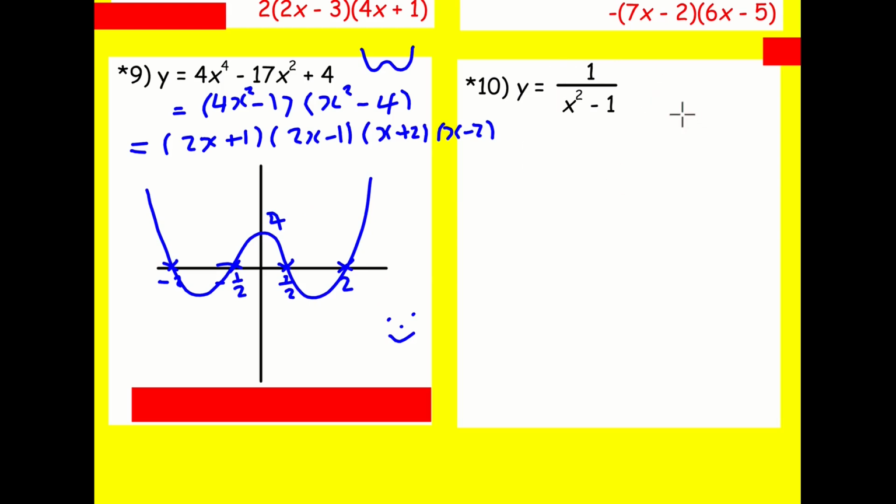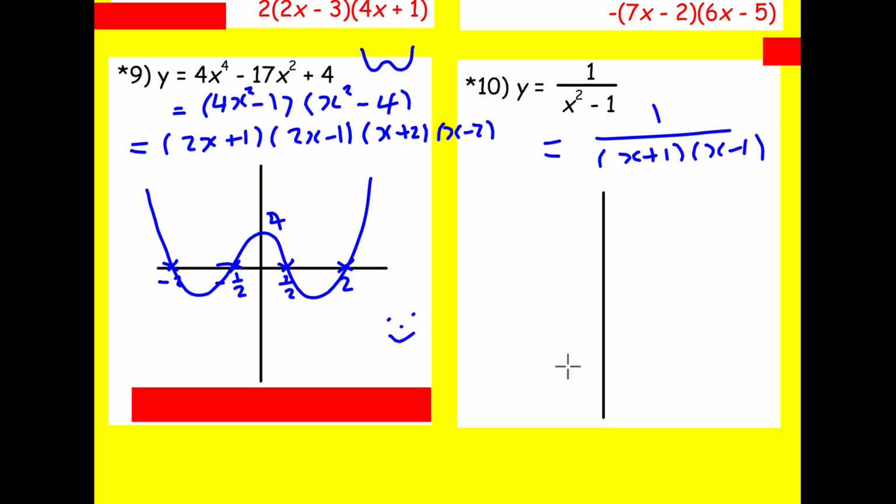This leads us to the grand finale. How do we plot reciprocal functions like this, which seems maybe impossible when you first look at it, but it's actually not quite as bad as you think. First of all, we can factorize the bottom. It's a difference of 2 squares. Now, how does that help? Well, it kind of helps because let's just look for a moment.